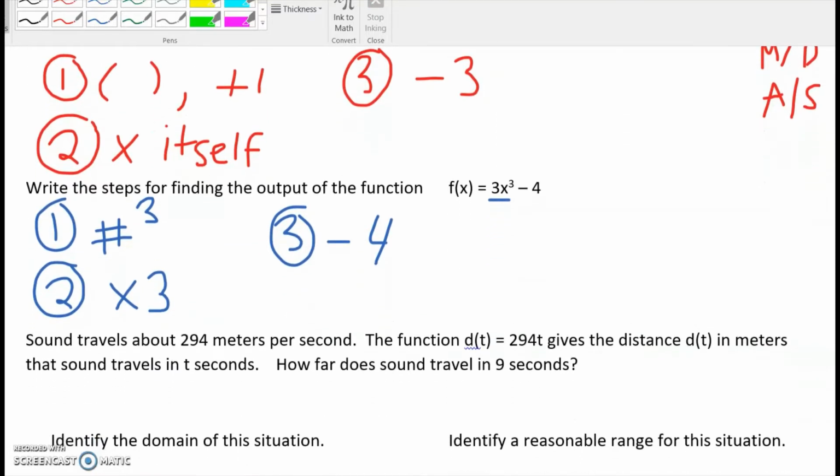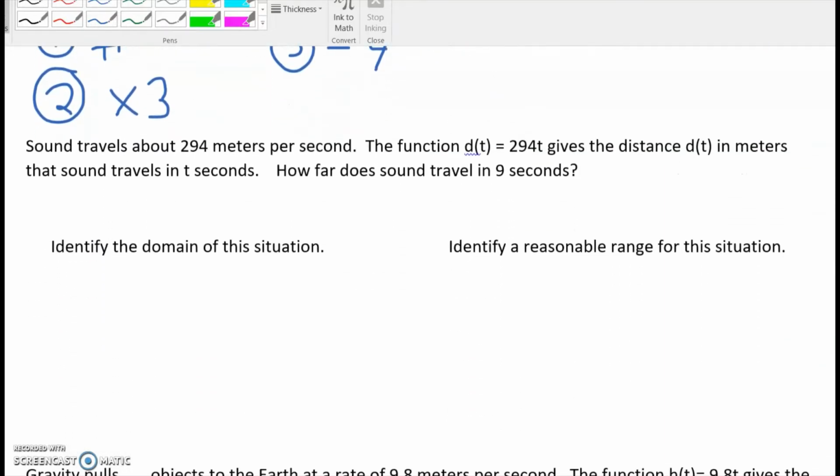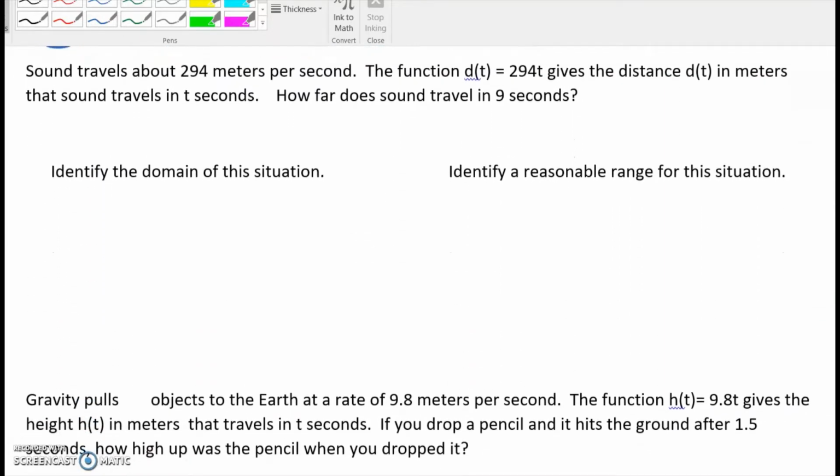So now we're going to go into finding some real world problems, kind of how we did at the very last problem of our last packet. We're identifying a reasonable domain and range for certain situations. So our first situation: sound travels about 294 meters per second. There's about 3 feet in a meter, so that's saying that sound travels almost 1,000 feet per second.